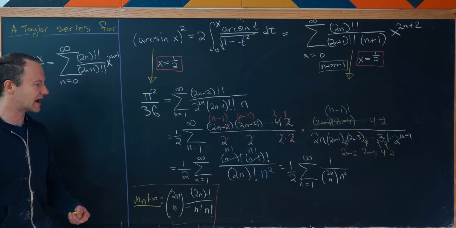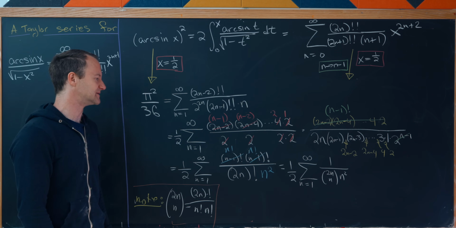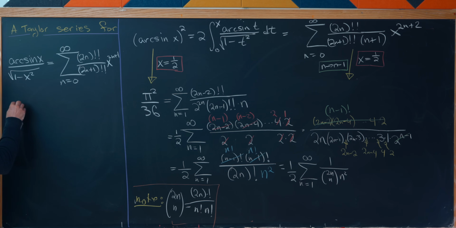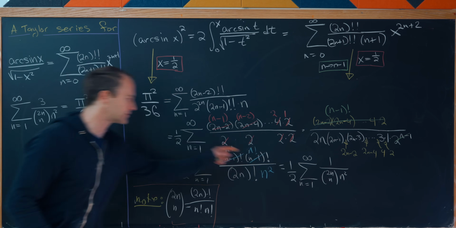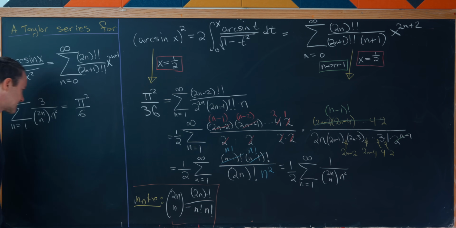But now let's clean that up a bit. Let's maybe multiply both sides by 6 and collect what we have over here. So we have the sum as n goes from 1 to infinity of 3 over 2n choose n times n squared is equal to pi squared over 6. So like I said, that's from multiplying both sides of this by 6.